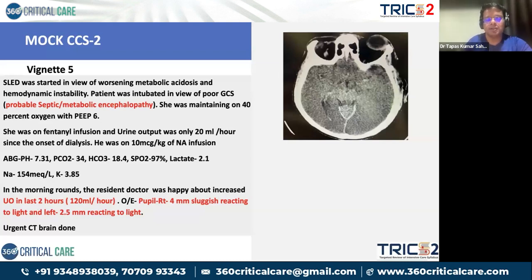But immediately you got the information from the nurse that the pupils are: right 4 mm sluggish and left 2.5 mm reacting to light. Now you did the urgent CT scan and you are getting the picture like this.